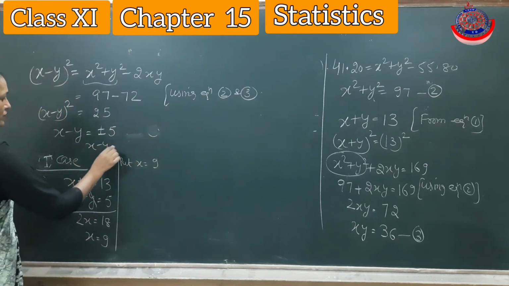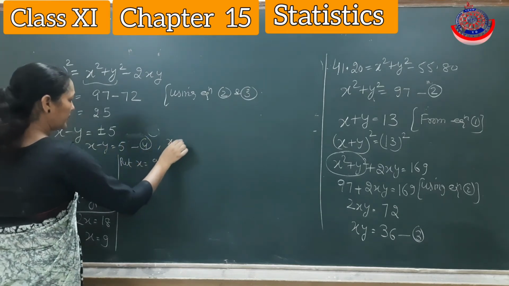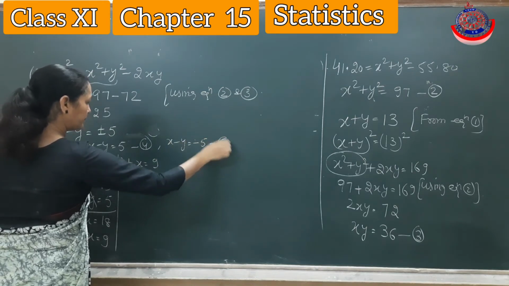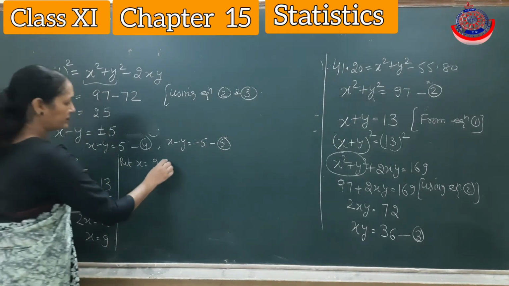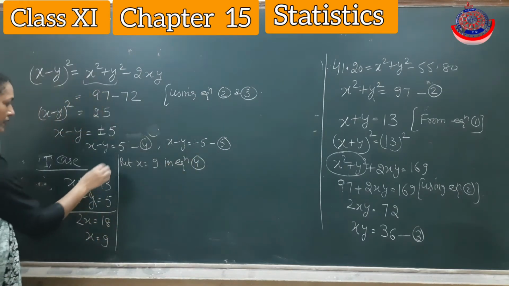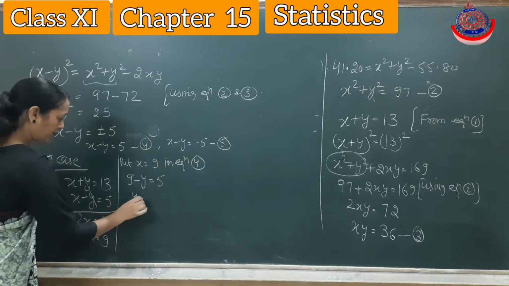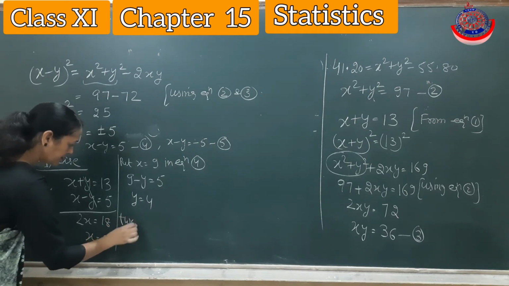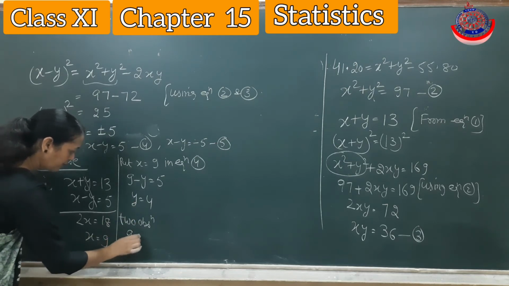x minus y equals to 5, that will be the fourth equation, and x minus y is equal to minus 5, that is the fifth equation. So put x equals to 9 in equation number 4. We'll be having 9 minus y is equal to 5. So shifting, y will come out to be 4. So in first case, we have obtained two observations, x and y, that is 9 and 4.